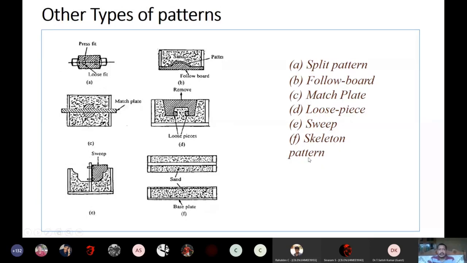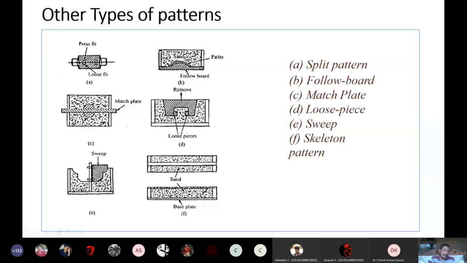So you can see over here, if I am cutting it at this center line, that is called a split pattern. Okay, the B1 is called a follow board pattern, where you can see that on a board itself the shape of the pattern has already been made. So accordingly, when I remove this board, the mold cavity will be formed on my drag box. So that is called the follow board pattern. Match plate pattern we have already discussed in the last slide.